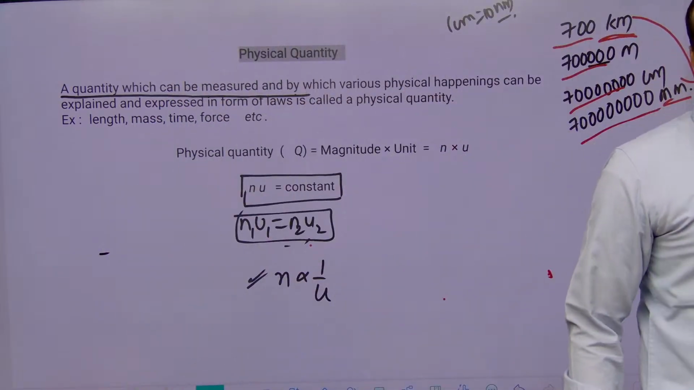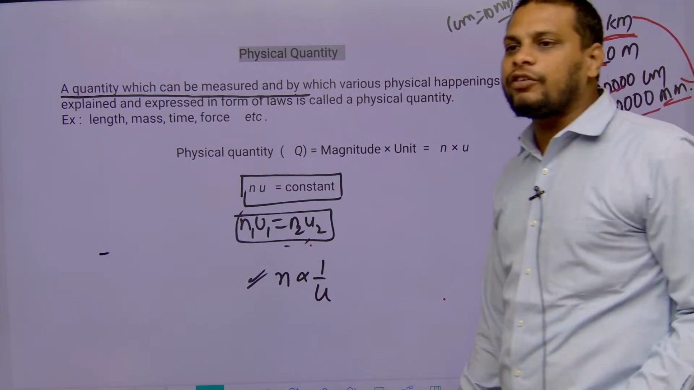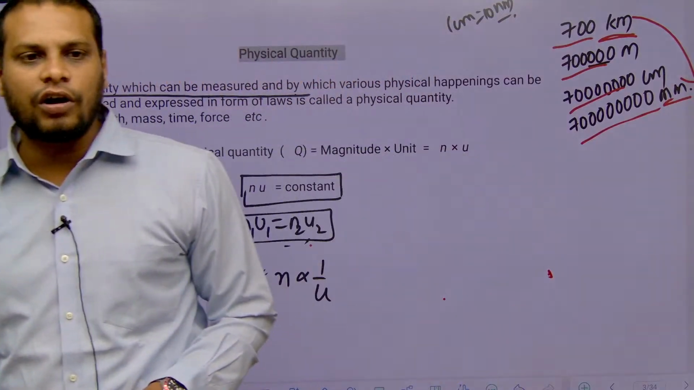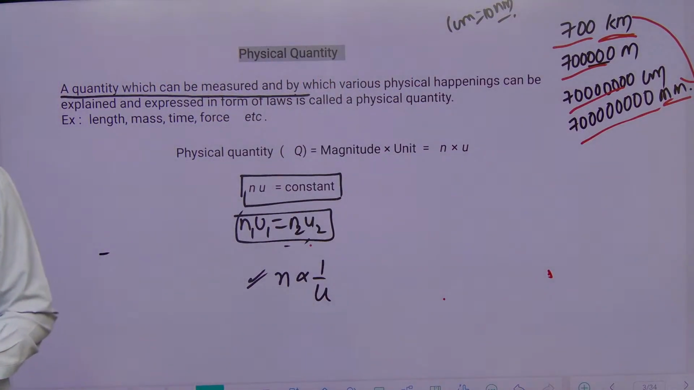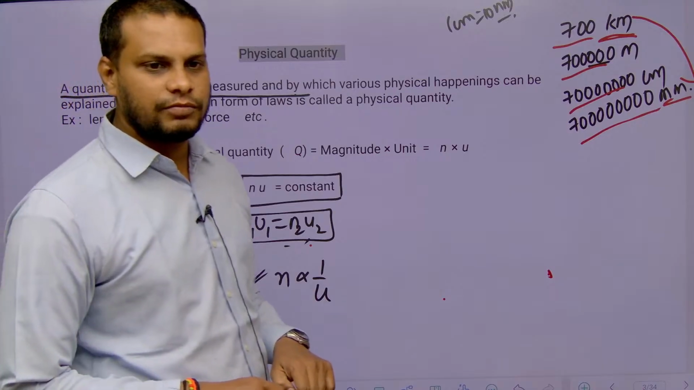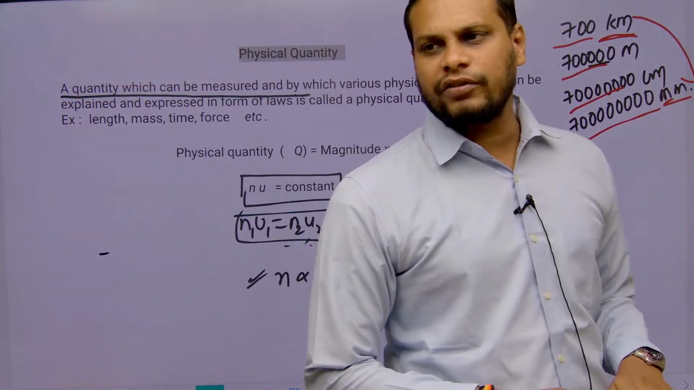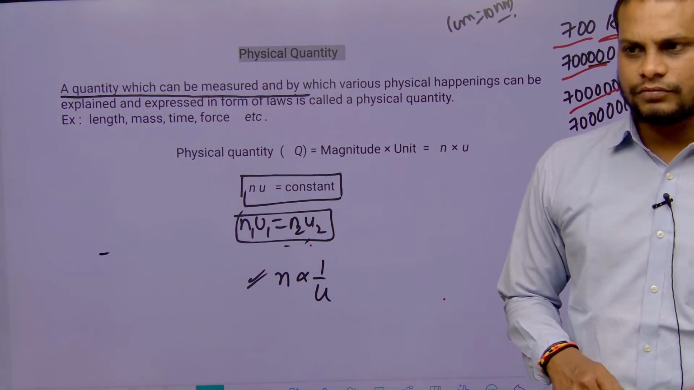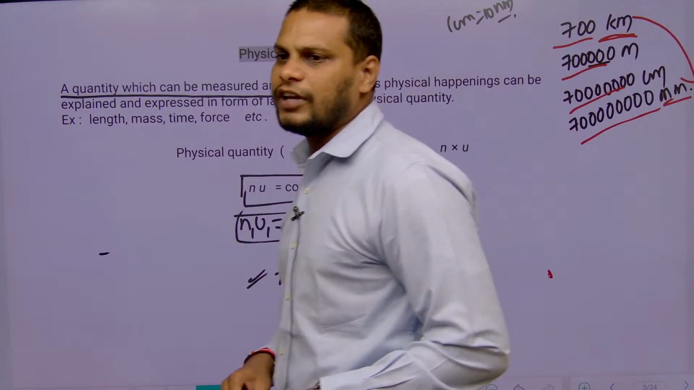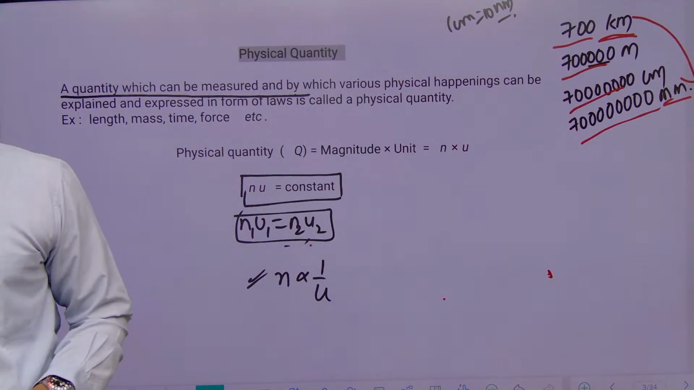So then what are non-physical quantities? Means the quantities which cannot be measured. Those are called non-physical quantities. The non-physical quantities we cannot measure. For that the best example is emotions or feelings. So these emotions or feelings we cannot express with the help of units.